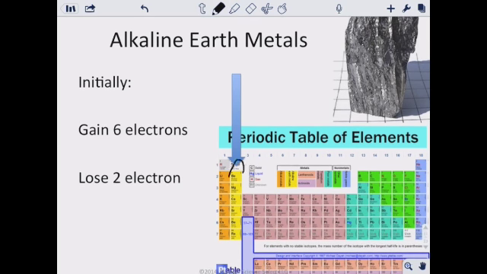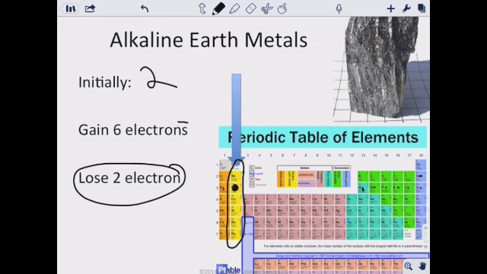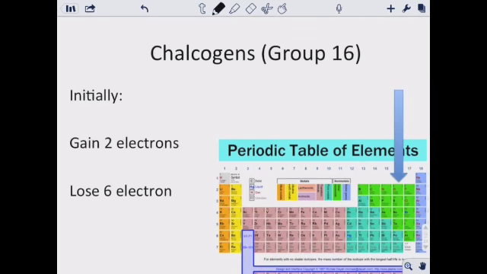Now we look at the alkaline earth metals. They're 1 over, so they're group 2. They're right here. If we think about magnesium, it initially has 2 valence electrons. So can it gain 1, 2, 3, 4, 5, 6, or is it easier just to lose 1 and then 2 and look like neon? Well, generally, it's easier to lose 2. And if it loses 2 electrons, it has a +2 charge. But if we force it to, it can probably gain 6.